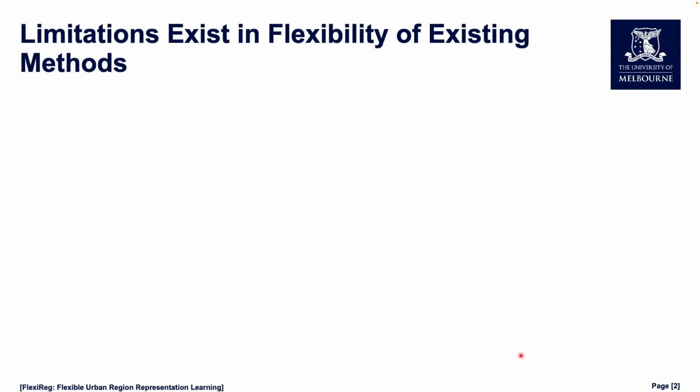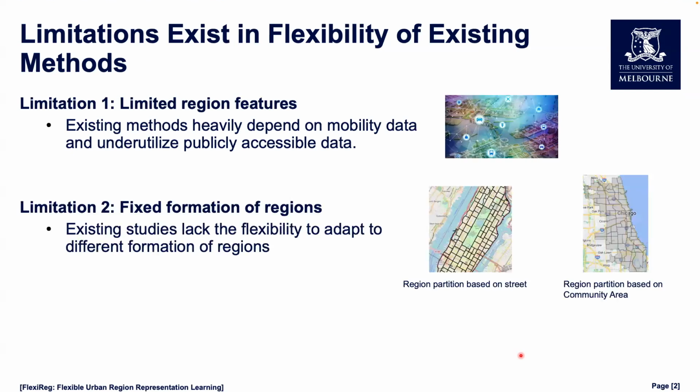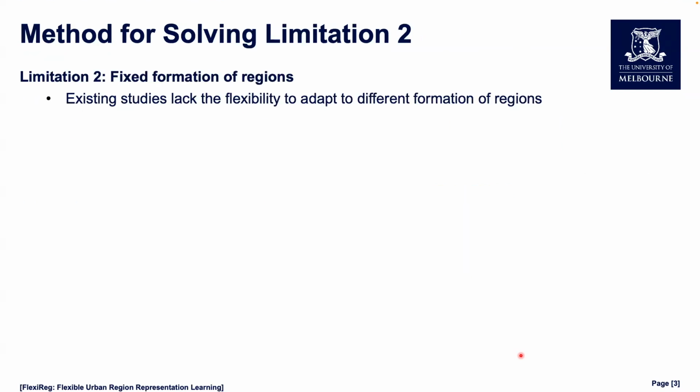Currently, there are several limitations in the flexibility of current methods. The first one is that current methods heavily depend on mobility data. The second one is they typically rely on a single predefined region information for all downstream tasks. The third one is they do not consider the relevance of input features to specific downstream tasks.